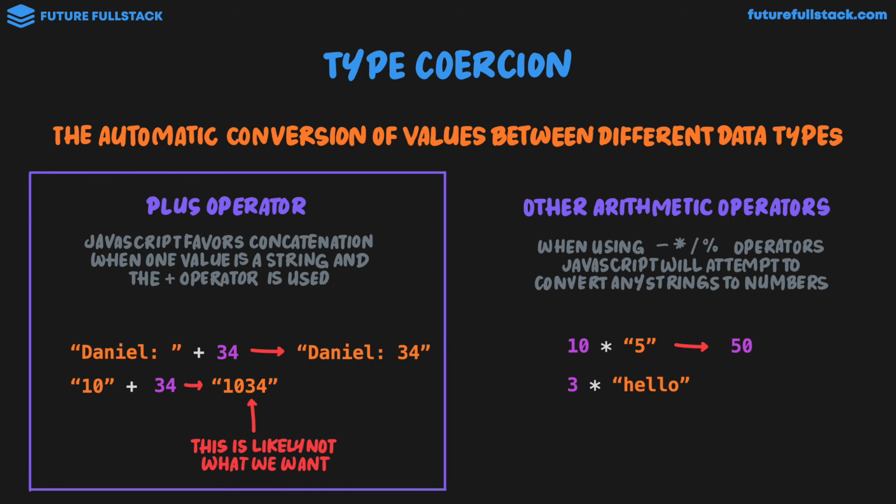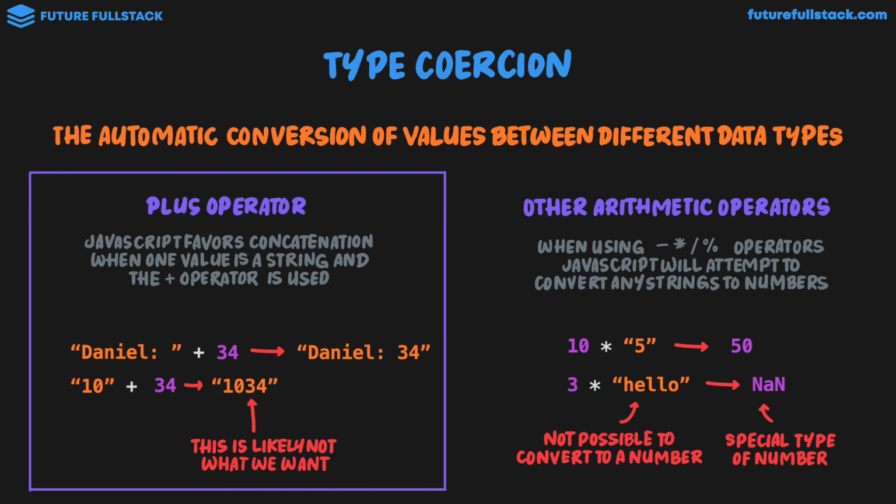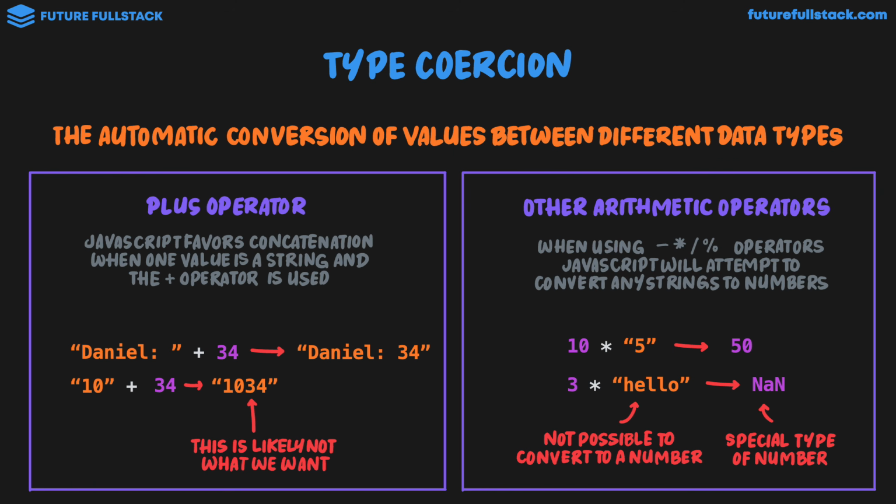For example, 3 multiplied by the string hello. For the string hello, it's not possible to convert to a number. So the result we get is a number type called NaN, which stands for not a number. Now don't let the name confuse you. NaN is a special type of number. So even though it's called not a number, it is a numeric primitive value. So let's go play around with type coercion in VS Code.